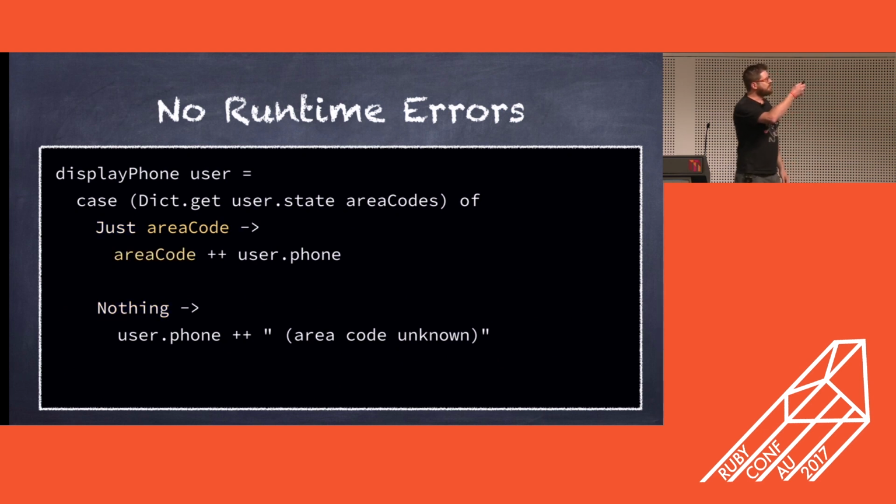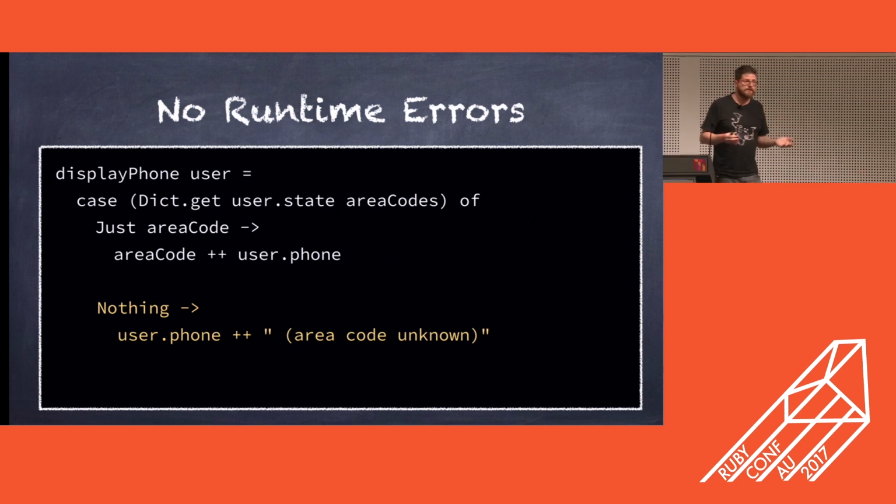In the top one, if it's just a string, I match the string out, bind it to that area code name, and then use that in concatenation. And at that point, it's safe because I know I had something. In the other case, I had nothing, so I can add the special area code unknown message. Of course, this is still a bug. It's still not great for users in Tasmania because they don't get the area code. But it's a lot better than a stack trace or the runtime crashing.